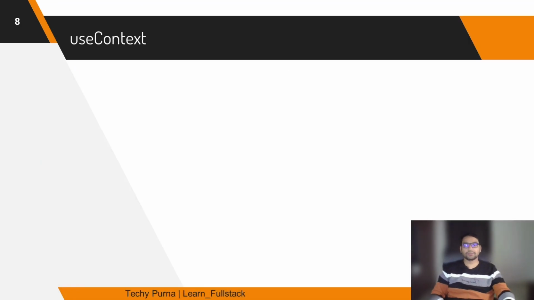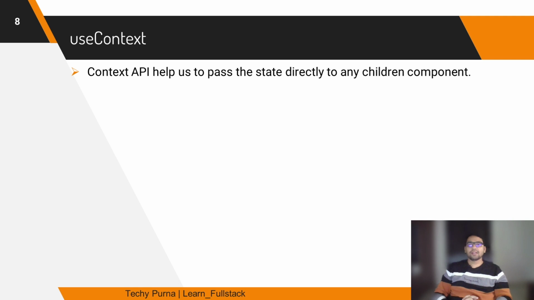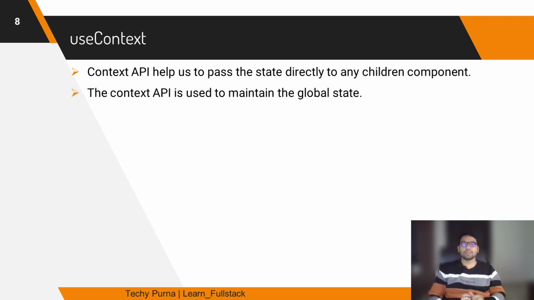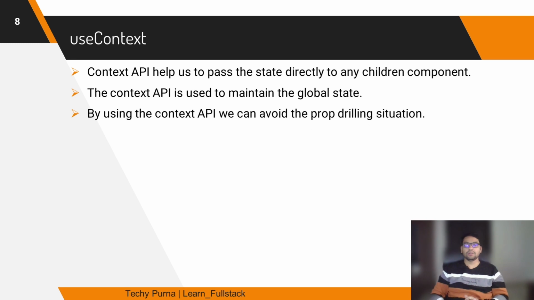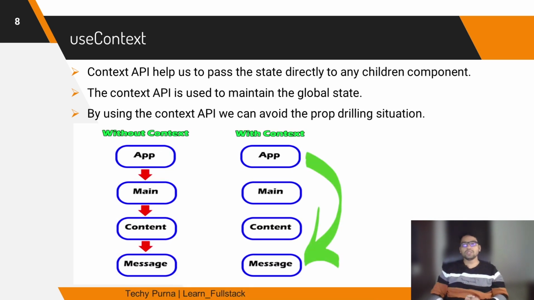useContext. The context API helps us to pass the state directly to any child component. The context API is used to maintain global state. By using the context API, we can avoid the prop drilling situation. Before using the context API, we want to understand what prop drilling is. So let's understand what prop drilling is and how we can solve that using the context API.